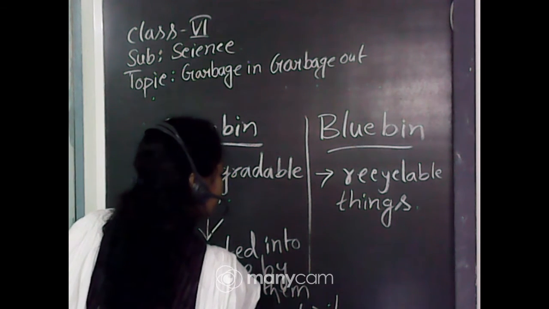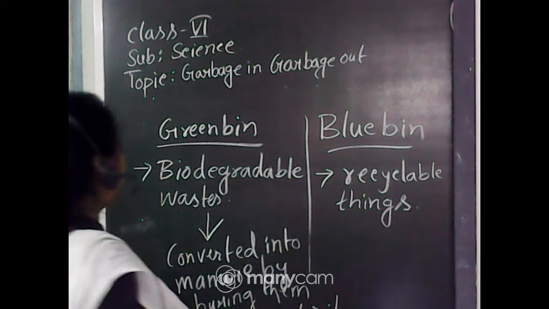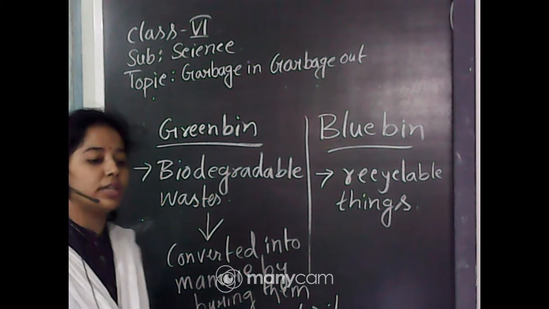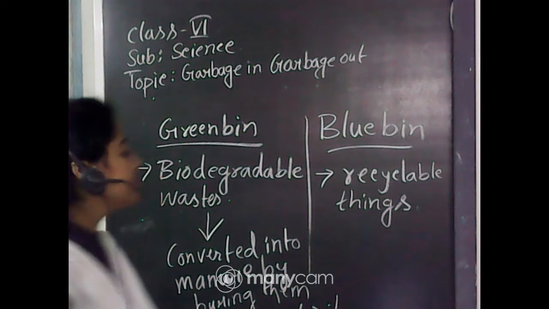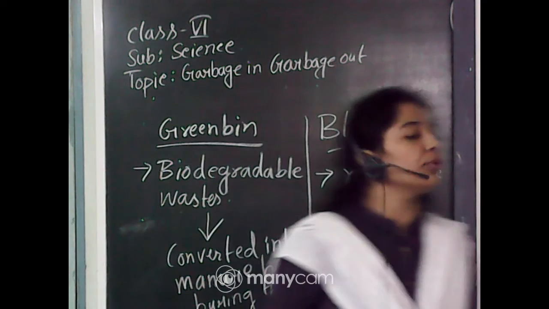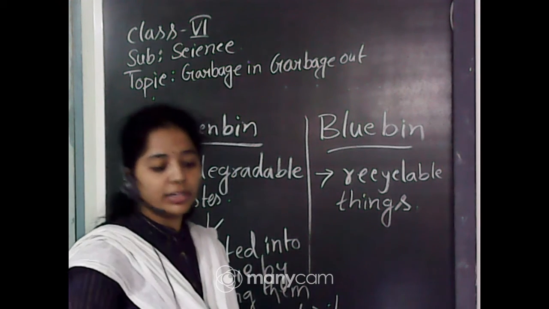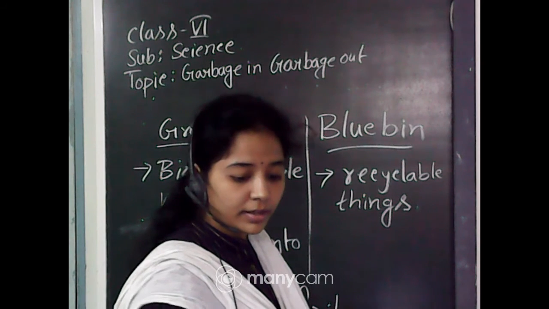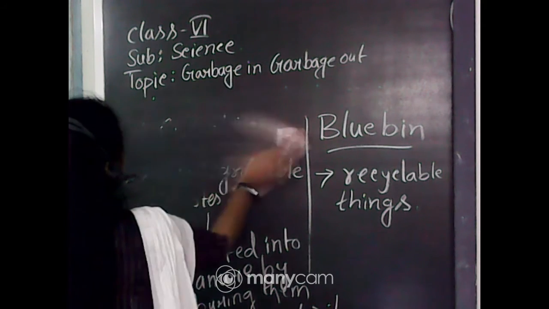Before understanding the total procedure of vermicomposting, you should have proper knowledge about composting. So biodegradable waste can be converted into manure by burying it in a compost pit, which is known as composting. Understood, students? Any problem? Okay, so let's proceed.